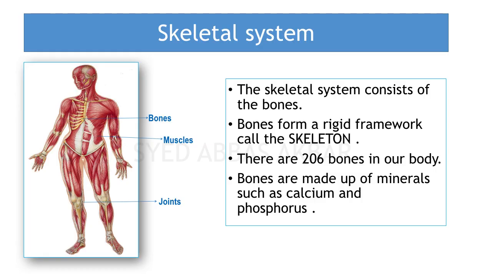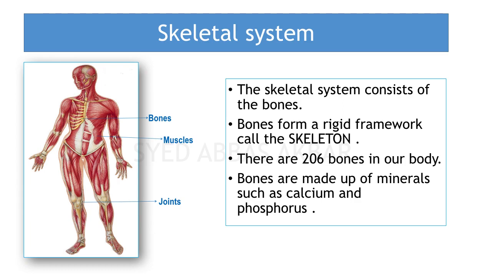The skeletal system consists of bones that form a rigid framework called the skeleton. There are 206 bones in a body. Bones are made up of minerals such as calcium and phosphorus.